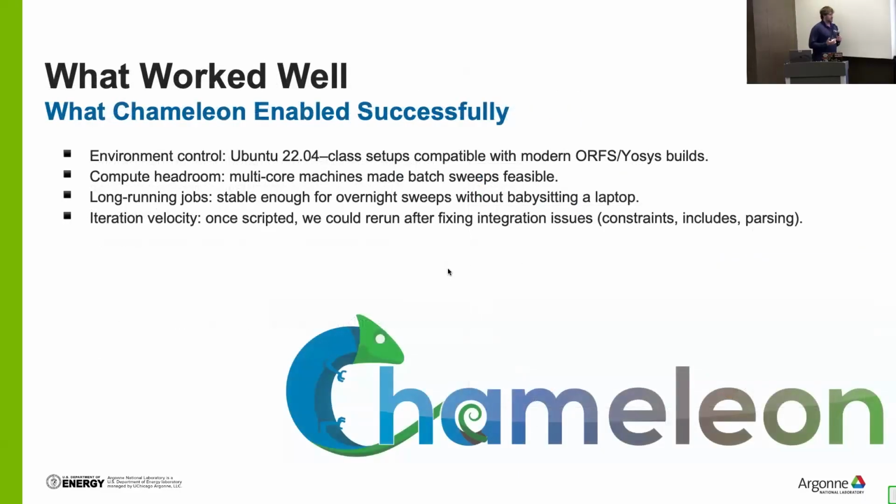Moving on to the main part of the talk, a few things that worked really well in Chameleon were, the environment control made the experiments very reproducible, and compute and memory let us treat physical design like an experiment factory. So we're running large batch sweeps instead of one-off runs. And once the workflow was scripted, iteration became a lot quicker. At that point, the bottleneck shifted from actual compute to our tooling integration.